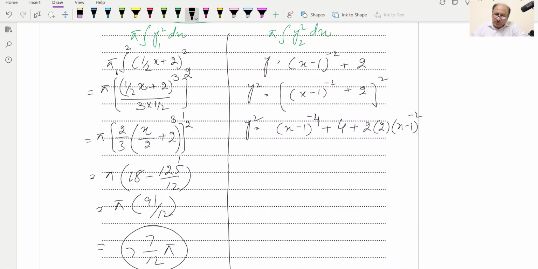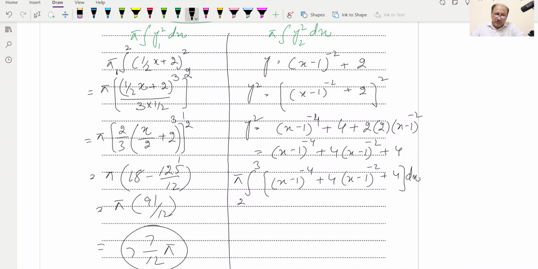Now after getting y squared, we can arrange it and write (x − 1)^(−4) plus 4 into (x − 1)^(−2) plus 4. Now we can take the integral, pi times the integral from 2 to 3, of (x − 1)^(−4) plus 4 into (x − 1)^(−2) plus 4 dx, and the integral of this will be what?